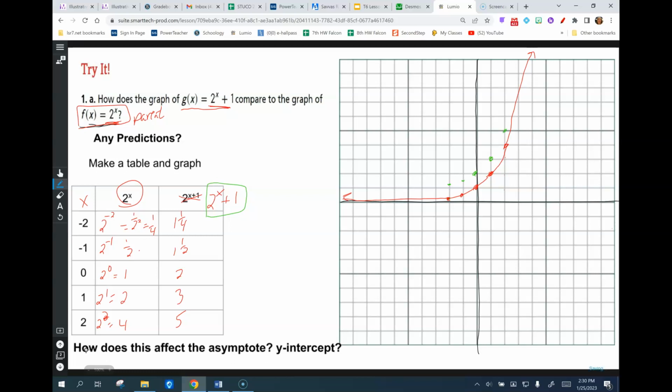Now you'll notice with this one, let's go back for just a second. If I'm looking at y equals 2 to the x, notice my asymptote is right here. That's going to be the x-axis, and that gives me y equals 0. That's my asymptote. Now if I look at this green one, what happens to my asymptote? That's right, it moves up 1. That's important that we pay attention to. We'll talk more about that in just a second. So this graph went a little too high on that one.